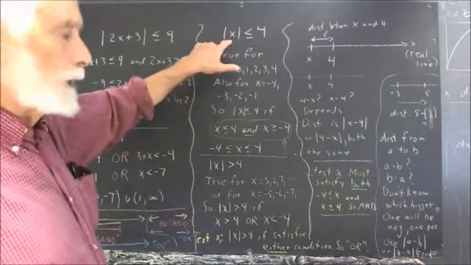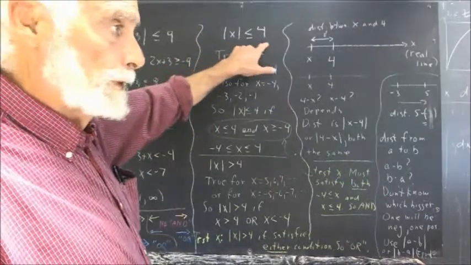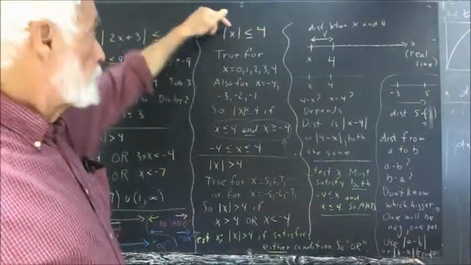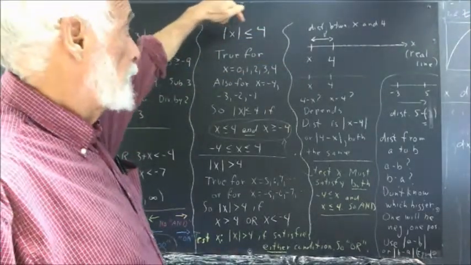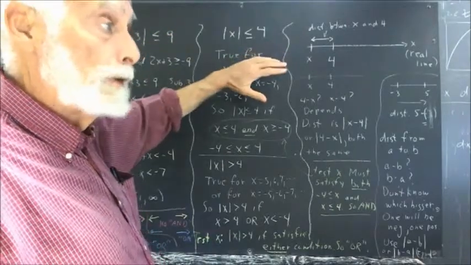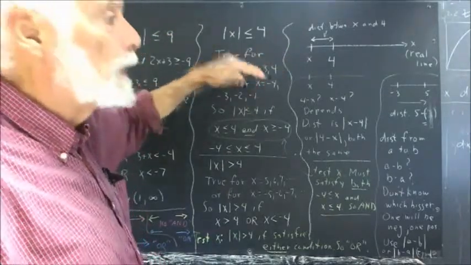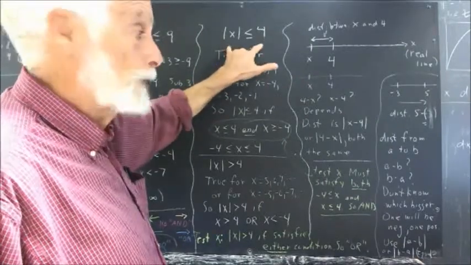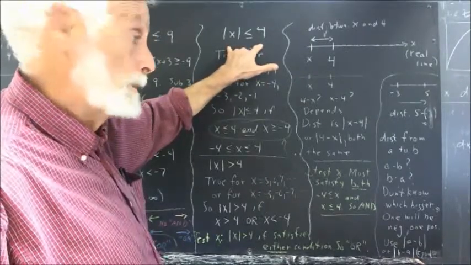We start with the inequality absolute value of x less than or equal to 4. Now this wasn't on your document, this is just a discussion. If the absolute value of x is less than or equal to 4, then can you give me, and don't look down, think about it, can you give me the set of integers that satisfy this relationship?